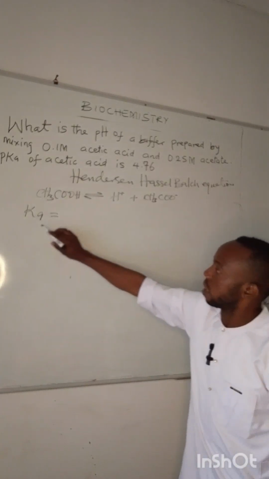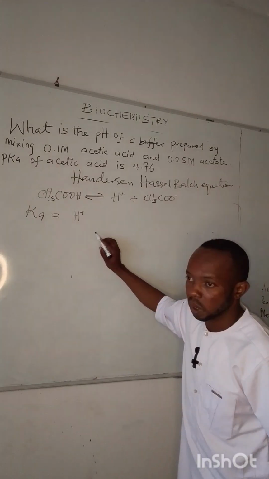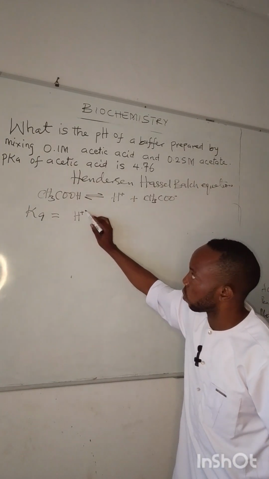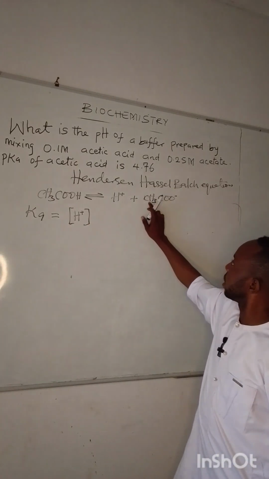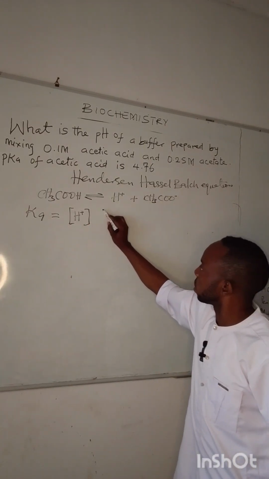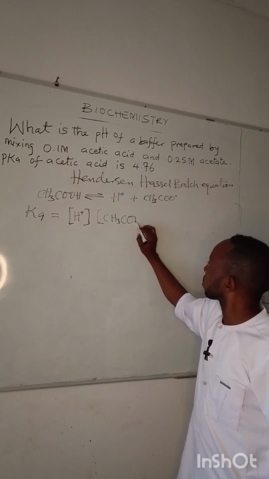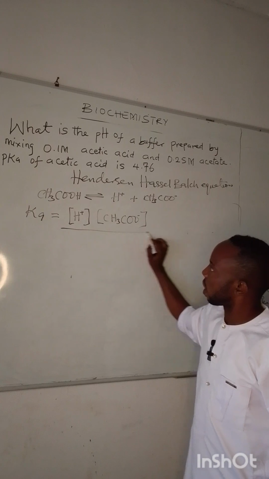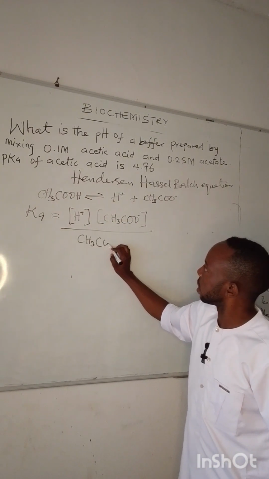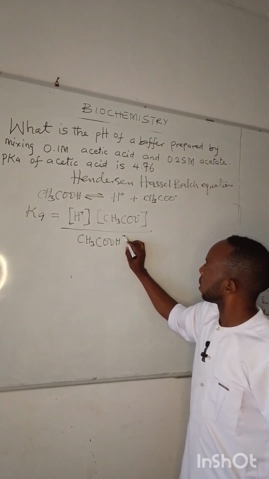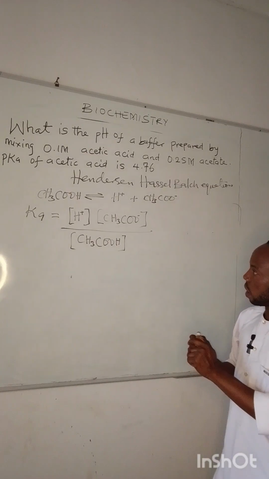That is to say, the acid dissociation constant Ka is equal to the hydrogen ion concentration, and to express concentration we use square brackets like this, times the acetate ion concentration, all over the concentration of the acid itself. So this becomes the expression for Ka.